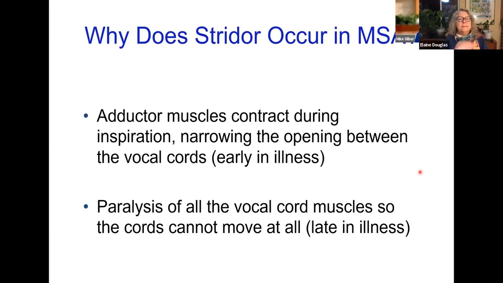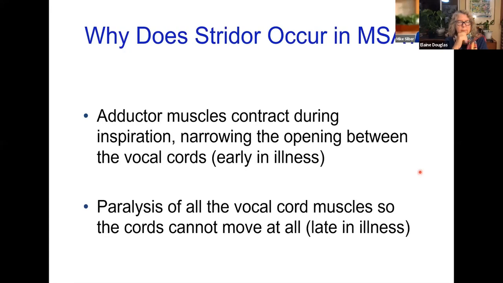And during breathing in, inspiration, not just the abductor muscles, which open up the vocal cords, contract, but at the same time, wrongly, the adductor muscles, which close the vocal cords, contract, and therefore they narrow the opening, which certainly shouldn't happen. And as air comes in, it makes that stridor noise. Now, that's what happens early in the disorder.